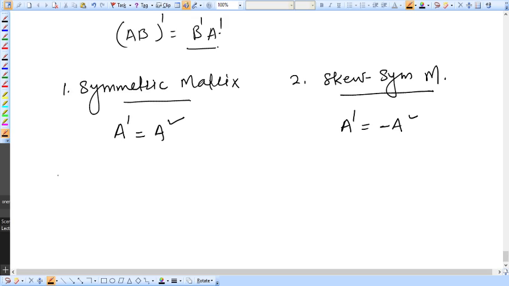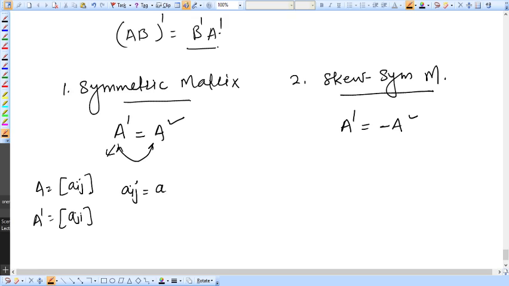Okay, so some examples. Before I give you an example, I'll tell you one thing. Since we know A can be written as aij, and if A is equal to aij, then A transpose is equal to aji. So in this case, if both the matrices are equal, then we can say in a symmetric matrix aij is equal to aji.